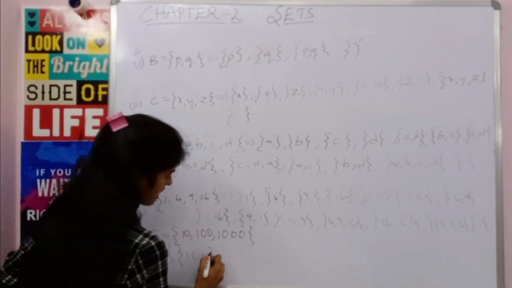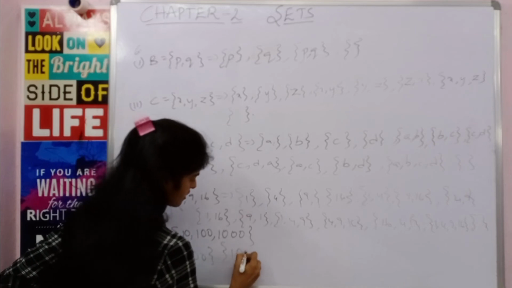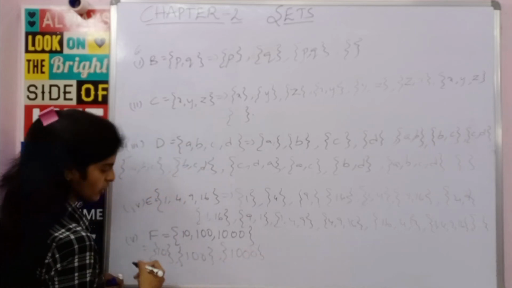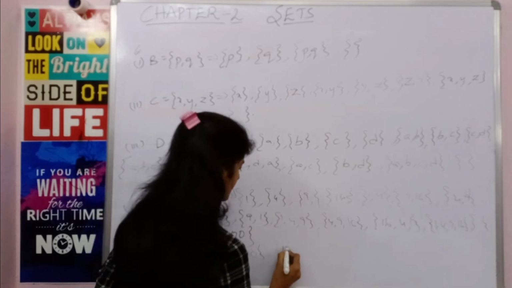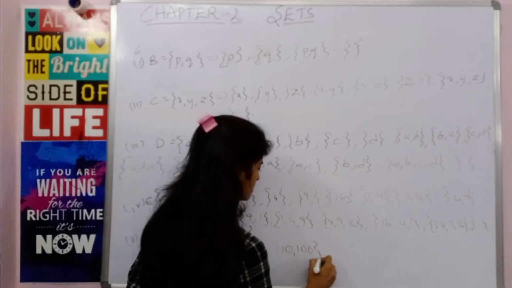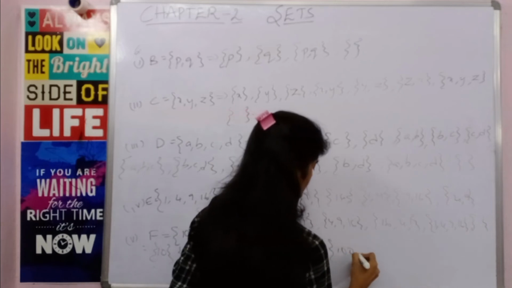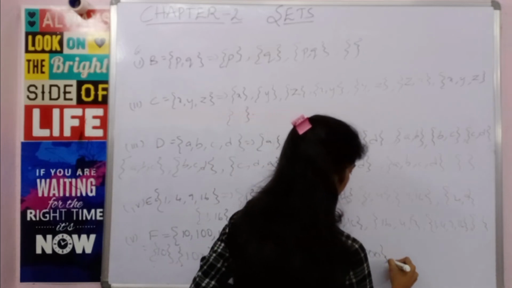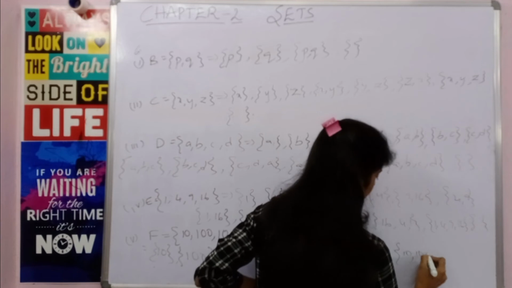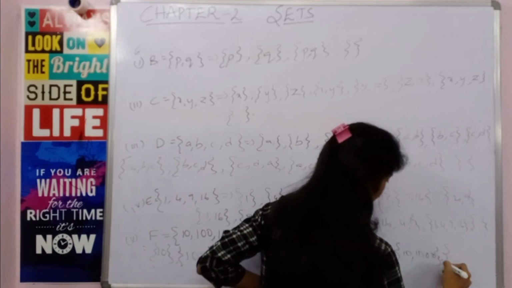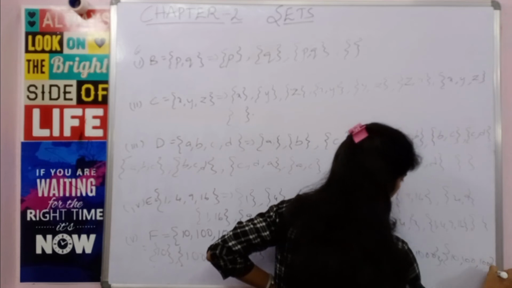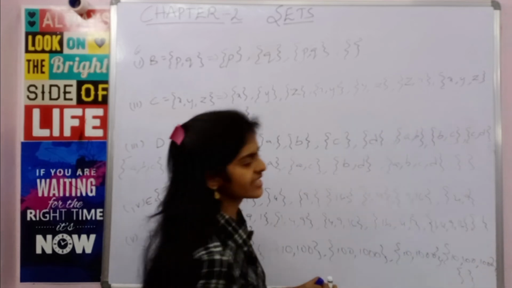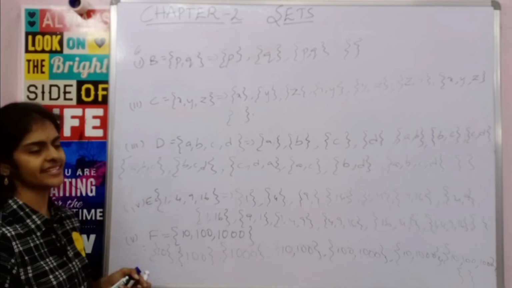So here also you see, you take each element at a time. So 10, 100, 1000, all these are different sets. Okay, then you have two elements at a time. So 10 and 100 at a time, 100 and 1000 at a time. Okay, then you have 10 and 1000 at a time. Then you can take all the three elements, 10, 100 and 1000 at once, and you have null set also. Okay, so in this way we can list out the subsets of the given set.